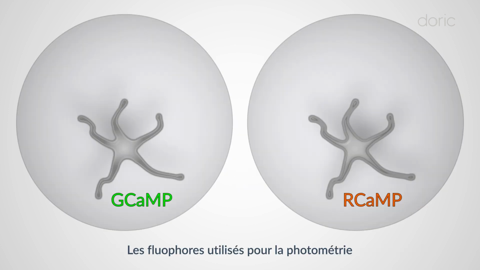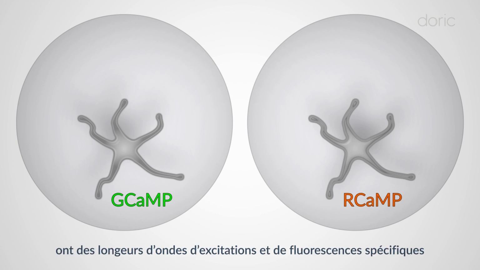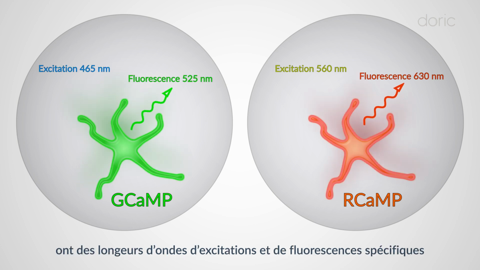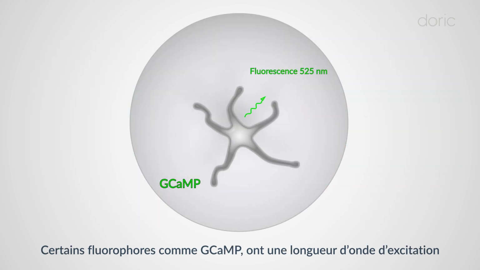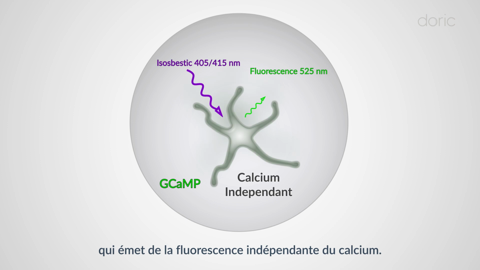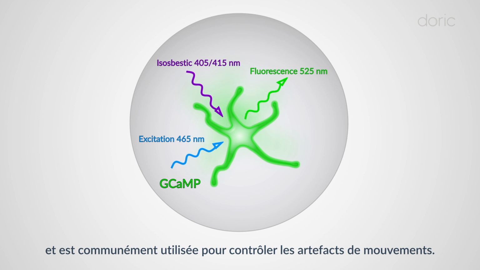The fluorophores used for fiber photometry have specific excitation and fluorescent wavelengths which are important when setting up the lock-in configuration. Some fluorophores, such as GCaMP, have an excitation wavelength that emits calcium-independent fluorescence. This wavelength is called the isosbestic excitation and is commonly used to control for motion artifacts.